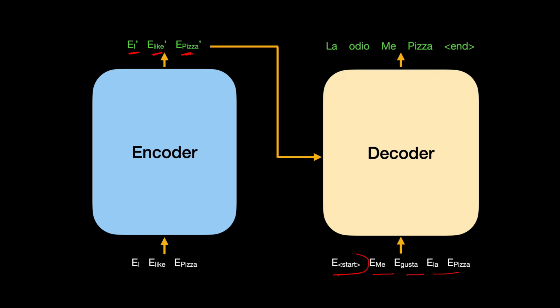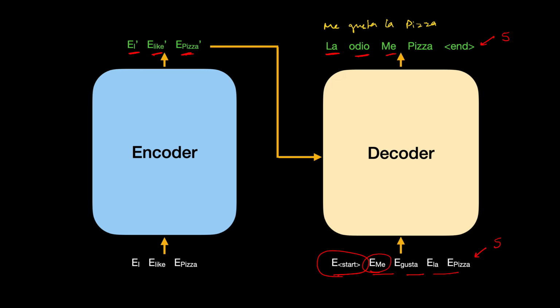For each of the input words of the decoder, it is going to make a prediction. So if the number of inputs to the decoder is equal to 5, then the decoder will produce 5 output predictions. Now these output predictions are going to be compared with the actual target labels, which are "me", "gusta", "la", and "pizza".